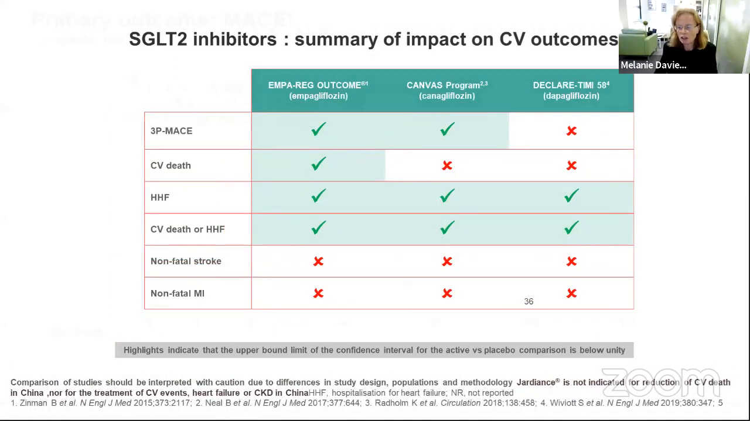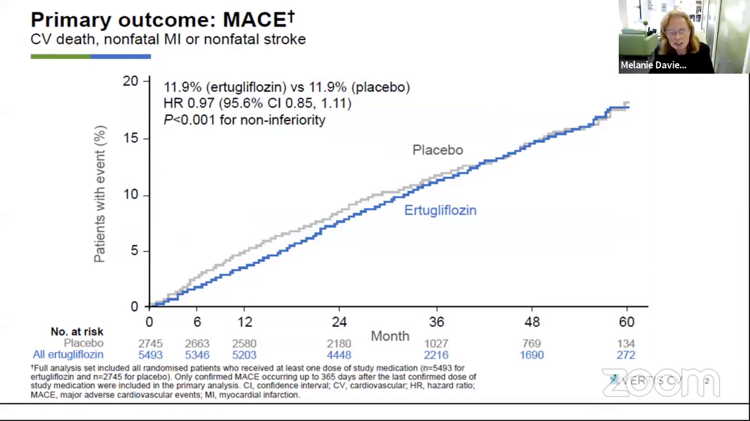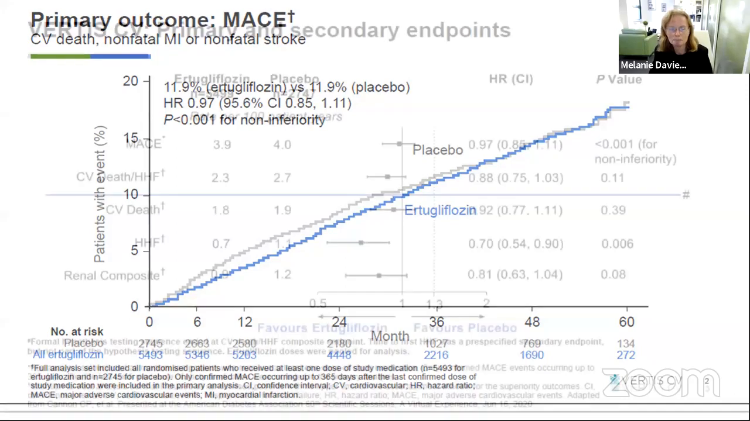Now, if we look at VERTIS, this is a VERTIS study that was presented just the day before yesterday. This is the primary endpoint. Remember, these patients were high risk, very similar in some ways to the EMPA-REG study, quite a large trial. The study didn't reach its primary endpoint for MACE for superiority. It met it for non-inferiority. So it's safe, but the hazard ratio at 0.97 is clearly not superior.